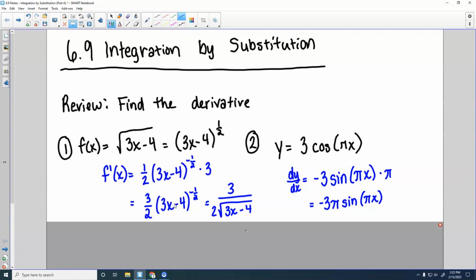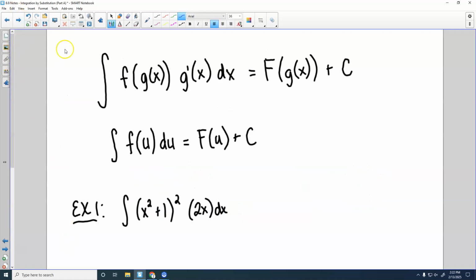All right, so what rule are you using here to take these derivatives? This is chain rule, right? So there is a function inside of a function that you are taking the derivative of. So if we try to integrate something that is a chain rule problem, so far we don't know how to do it, but I'm about to teach you. So let's move on here. So right here, this is our U substitution rule here.